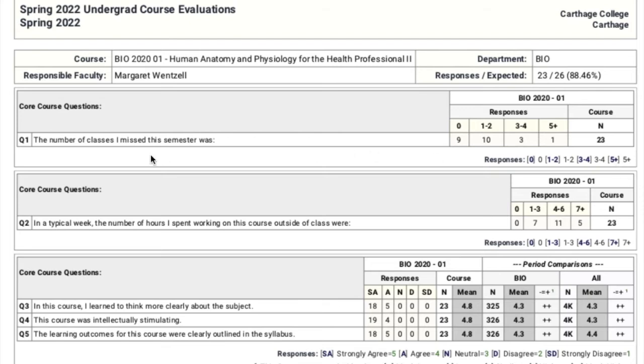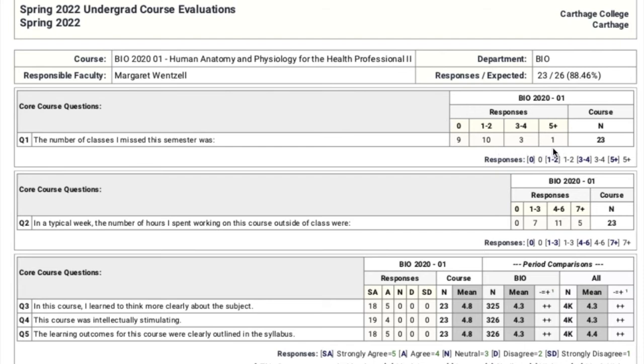Look at this one. The number of classes I missed this semester. So I actually selected, of course, the second semester of my 2-semester class. As you can see, I had 26 students left in the class by the end of the semester, and 23 of them filled out the student evaluations. And then there's some really good information here.